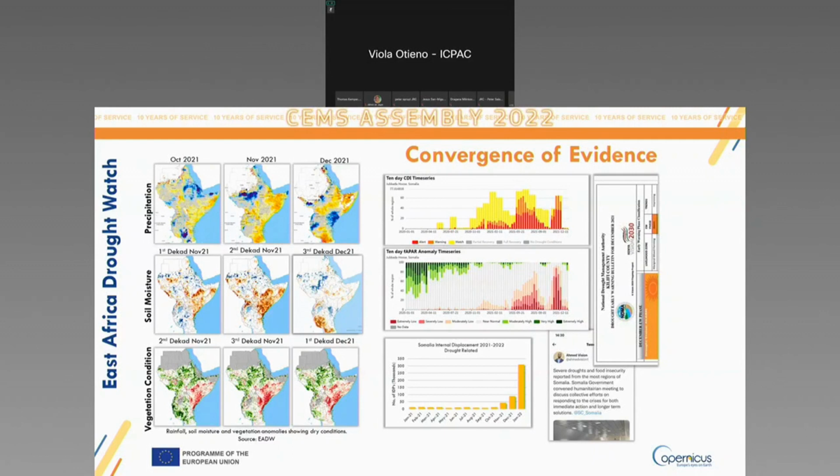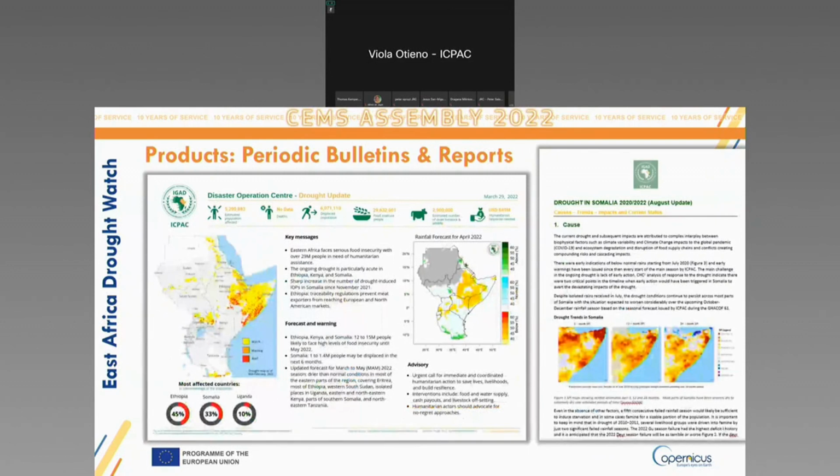When you talk about convergence of evidence, when you're producing reports and bulletins, we also look at other indicators or other impacts, such as displacement. We look at the reports that are being produced by the countries, and we also look at any news that we could get from social media as well. These are examples of the products that we produce. We have a periodic bulletin that is produced every month, and that is how it looks.